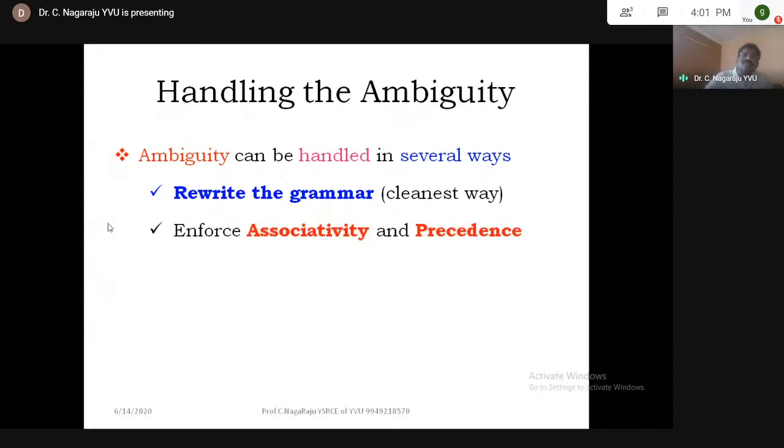The second one is to enforce associativity and precedence of the operators. Already I explained that. Precedence means which operator will execute first. Associativity means whether the operations will be executed from left to right or right to left. So that is the associativity.